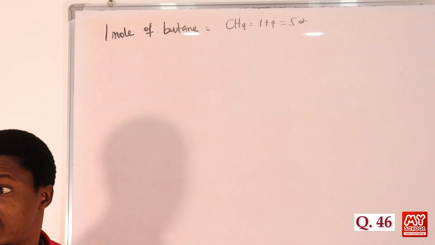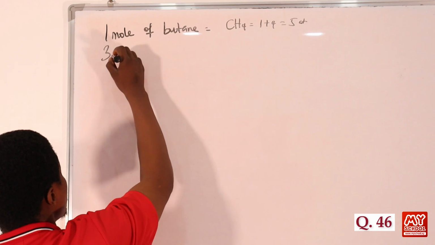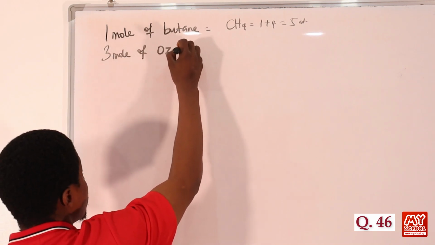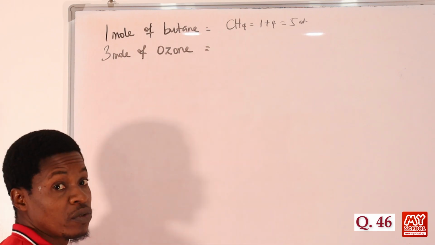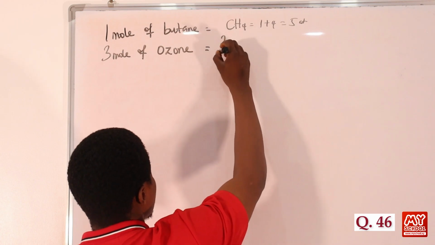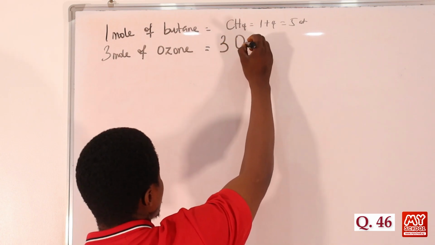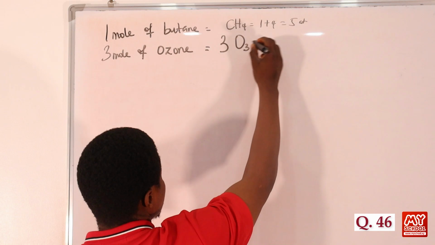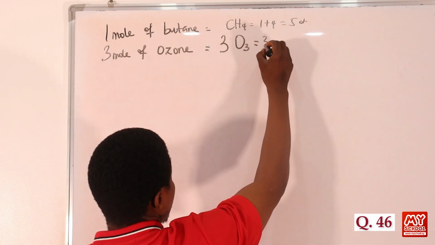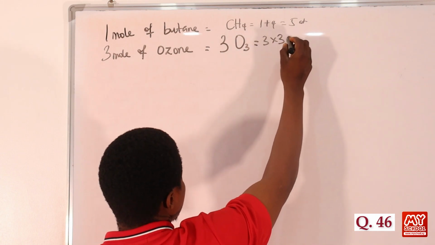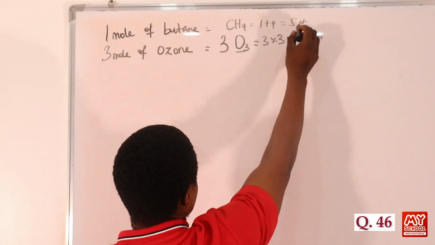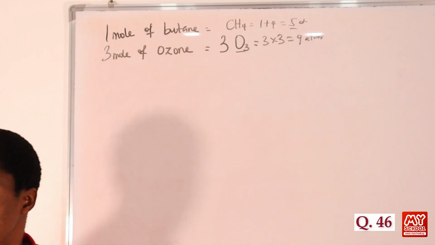Option B says 3 moles of ozone. Of course, you know that ozone is O3, 3 atoms of oxygen. So we have 3 moles of ozone, and oxygen, we have 3 here. So this is 3 times 3, that gives us 9. So we have 9 atoms here. For this we have 5 atoms. Let's look at the third one.